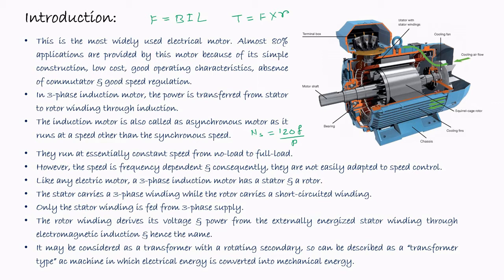If we recall the operating principle of the transformer, we have seen that the transformer operates based on Faraday's law of electromagnetic induction. Here also, in case of induction motor, the EMF is induced in the rotor and hence the current flows through the rotor conductors because of the induction. That's why the induction motor is also considered a rotating transformer, or a transformer type AC machine in which the electrical energy is converted to mechanical energy.